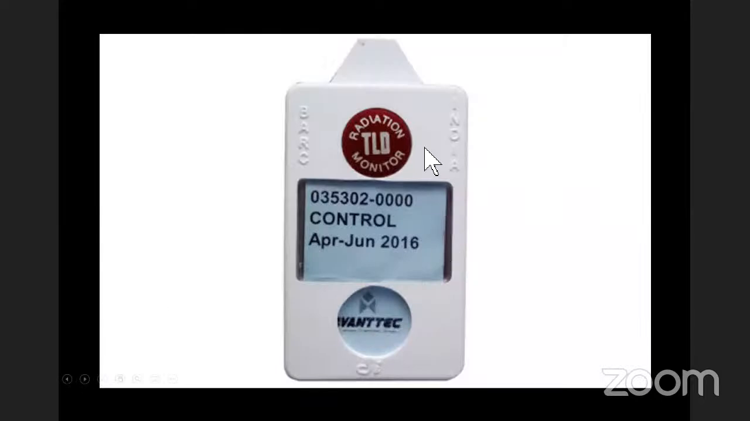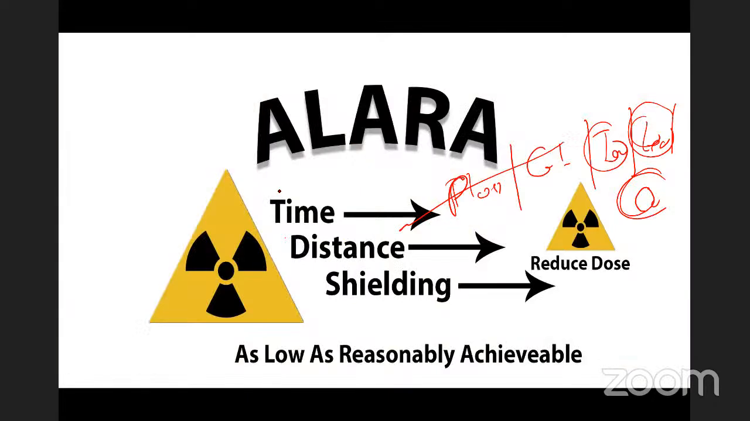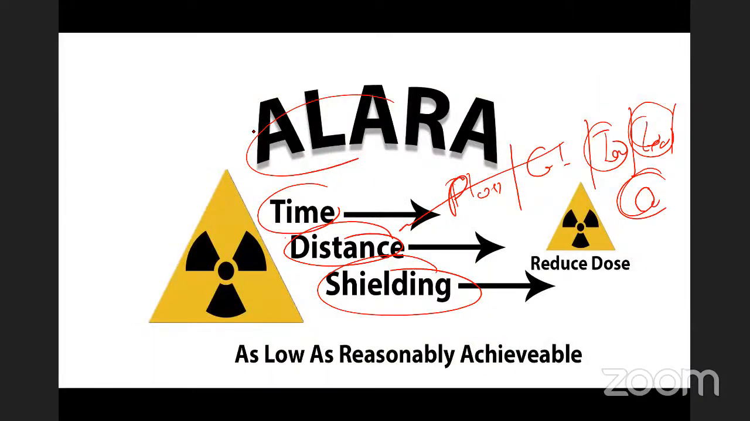Okay, so this is a radiation monitor. For radiation safety, these are the things that are required: one is ALARA, then there is time, distance, and shielding. Any radiologist or radiology technician will follow ALARA, time, distance, and shielding. Along with that, they will have to monitor themselves.